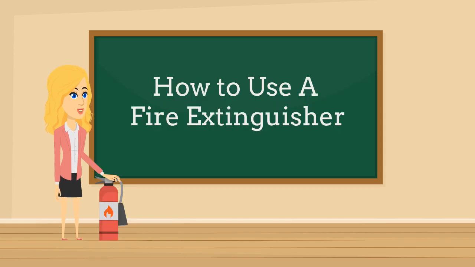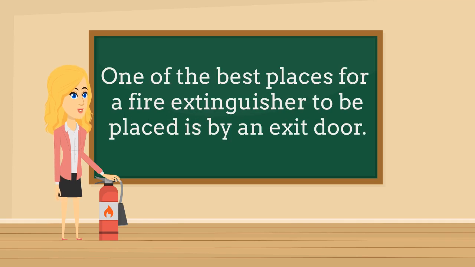Now we will cover how to properly use a fire extinguisher. One of the best places for a fire extinguisher to be is near the exit doors. This is because if you grab the extinguisher and turn to fight the fire, and you feel the fire has gotten past your comfort level, you have the option to leave the building.